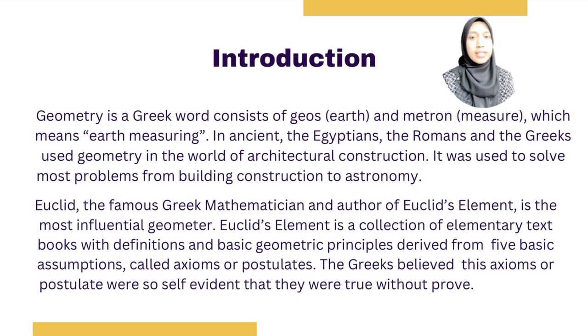Euclid, the famous Greek mathematician and author of Euclid's Elements, is the most influential geometer. Euclid's Elements is a collection of elementary textbooks with definitions and basic geometry principles derived from 5 basic assumptions called axioms or postulates. The Greeks believed these axioms or postulates were so self-evident that they were true without proof.